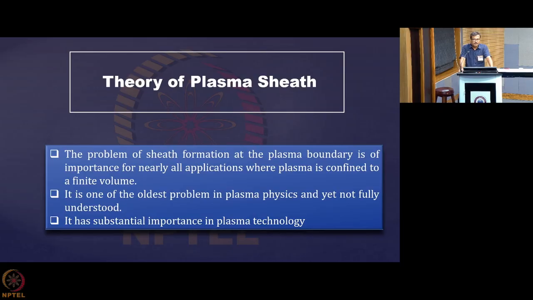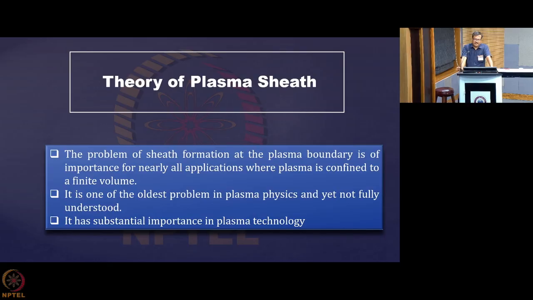So the problem of sheath formation at the plasma boundary occurs. This is of importance in nearly all applications, and it occurs in such a tiny region that it is very difficult to explore experimentally, because it is some millimeter or less than a millimeter. How will you put your probe to explore that region where all these phenomena are happening?